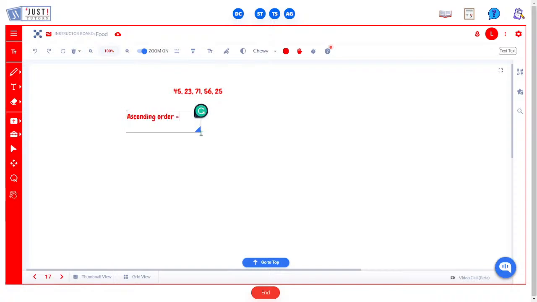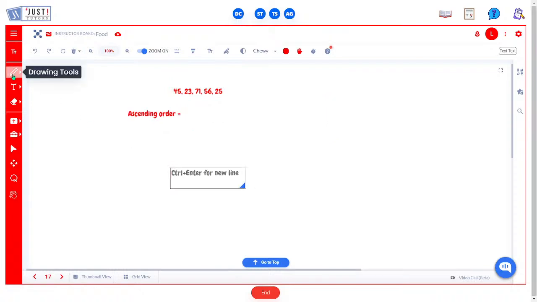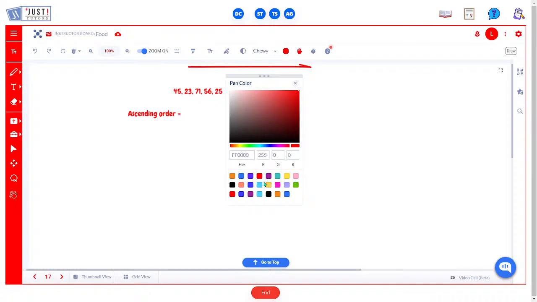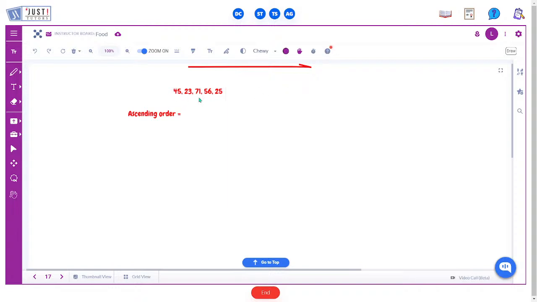How do we do that? We would first have to think which number is the smallest, and we would accordingly arrange them. So let's see. Over here we have to see which number is the smallest: 45, 23, 71, 56 and 25.